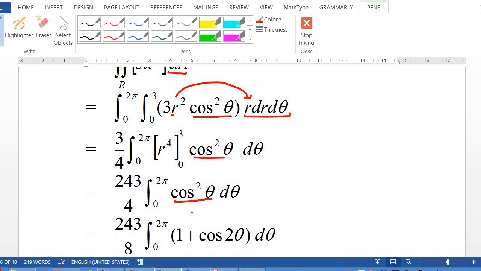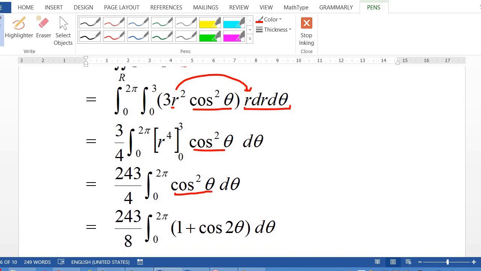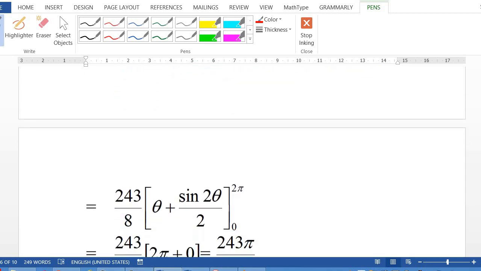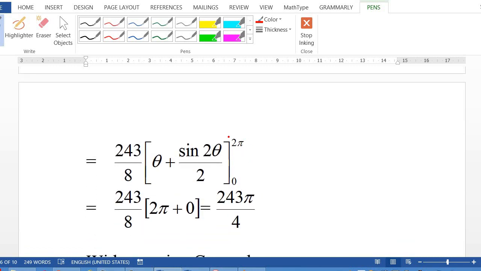Integrate cos squared theta d theta from 0 to 2 pi. Change cos squared theta to half of 1 plus cos 2 theta. So half of 1/4, that's why 243 over 8, times the integral of 1 plus cos 2 theta d theta. Then you can integrate it. 1 becomes theta. Integrating cos 2 theta becomes sin 2 theta divided by 2, where theta goes from 0 to 2 pi.